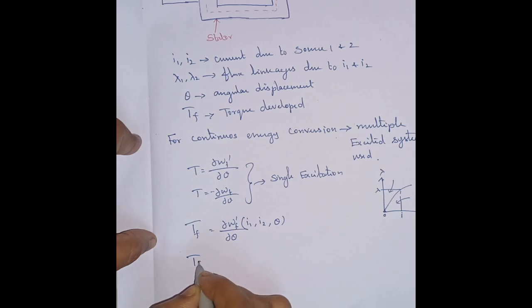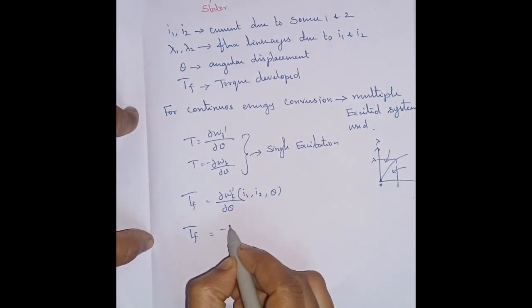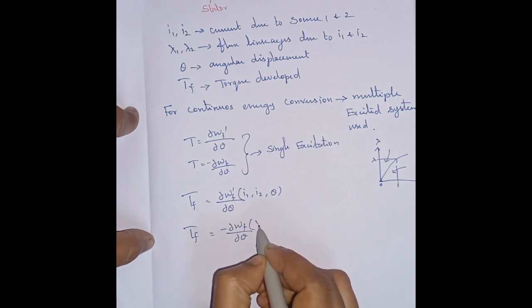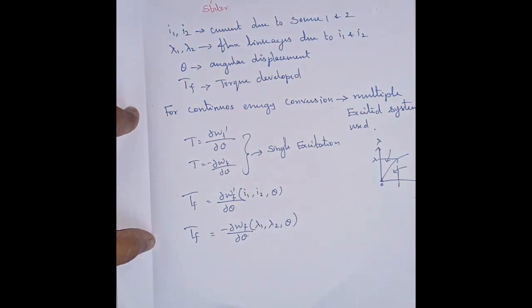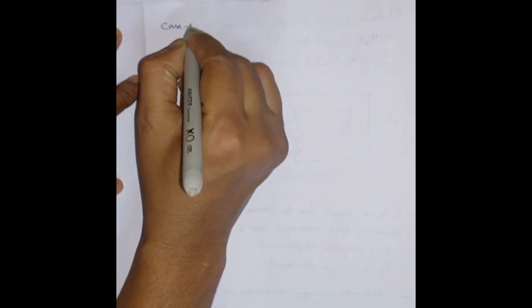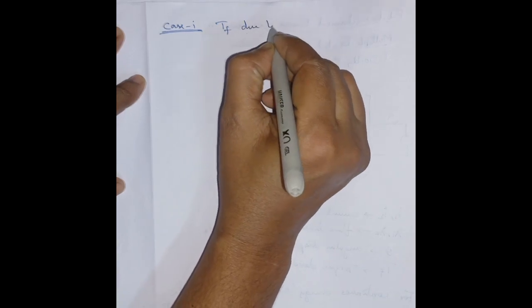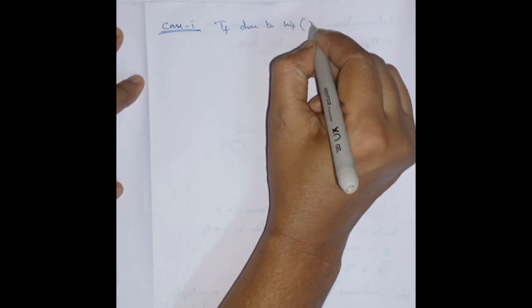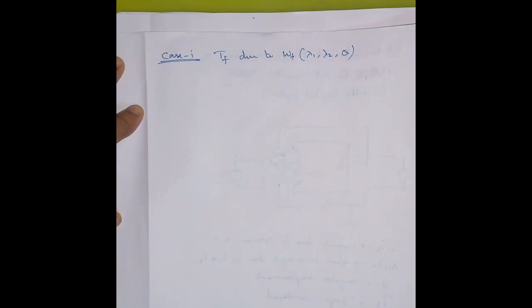Similarly, in terms of energy, correct? So we can write minus dou WF by dou theta, where the field energy is a function of lambda 1, lambda 2, comma theta. Okay. For case 1, we will take the torque due to WF of lambda 1, lambda 2 and theta. Okay, we'll discuss this one.